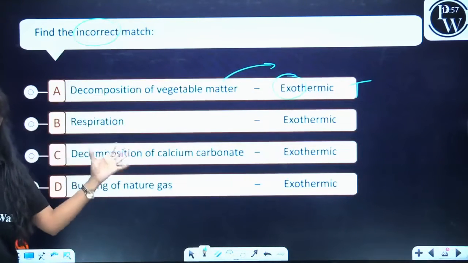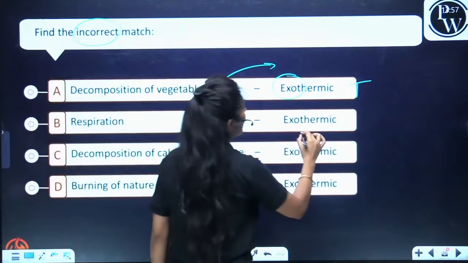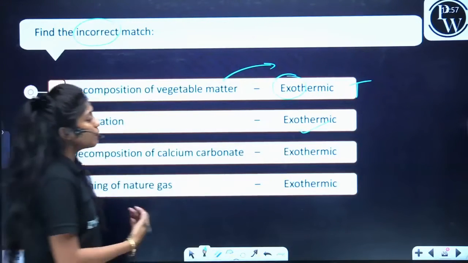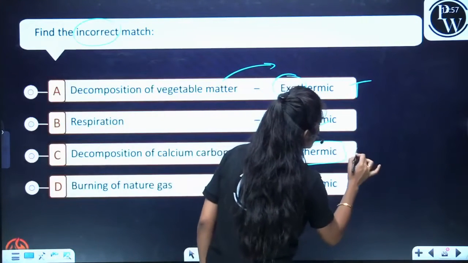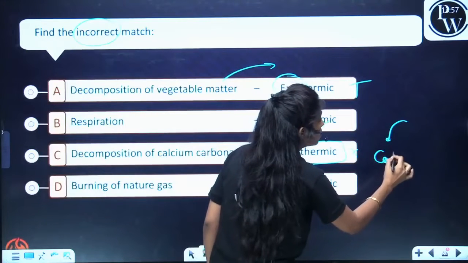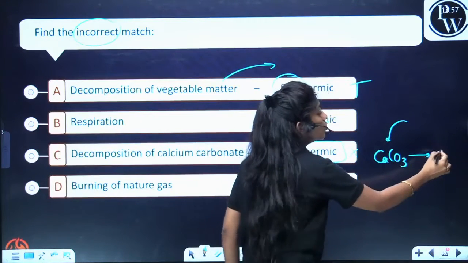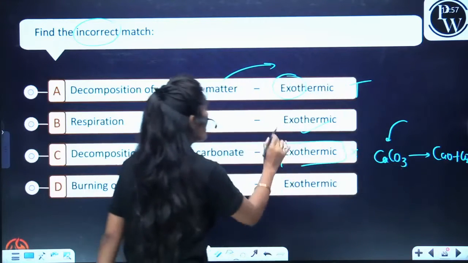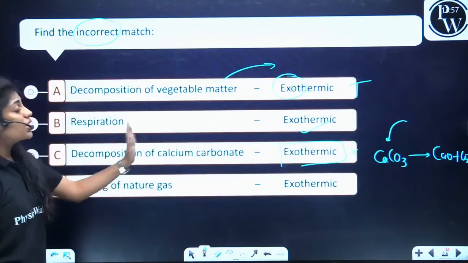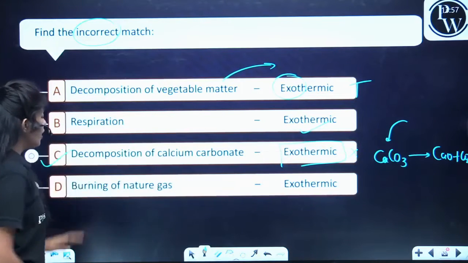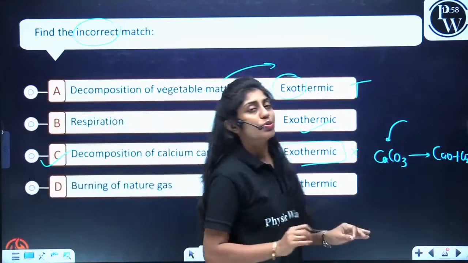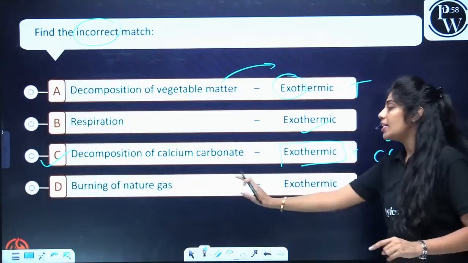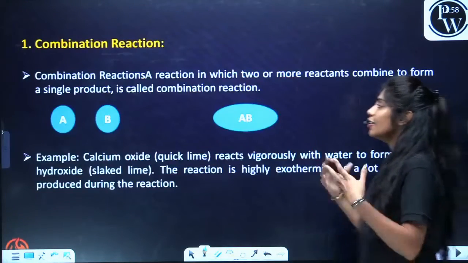Next we need to find out the incorrect match. Respiration. We just have seen this reaction, respiration, that is an exothermic reaction definitely. Decomposition of calcium carbonate, we already have seen this is not exothermic. We provide energy to calcium carbonate in order to decompose it into calcium oxide and CO2. So basically this is endothermic. It is matched incorrectly. So this is the answer. Burning of natural gas, that is also exothermic. Any burning of fossil fuel or any fuel is exothermic because that releases energy.